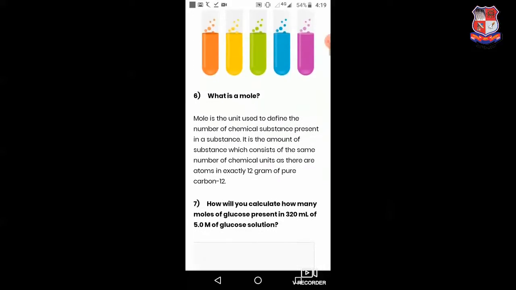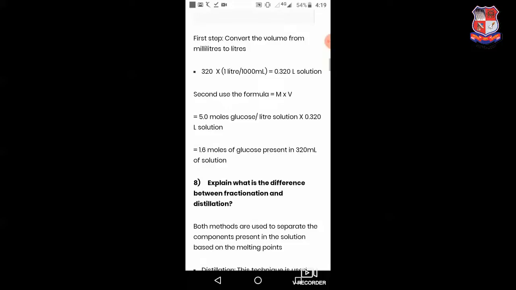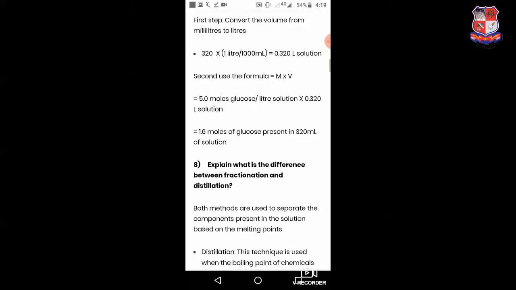What is a mole? Mole is the unit used to define the number of chemical units present in a substance. It is the amount of substance which consists of the same number of chemical units as there are atoms in 12 gram of pure carbon-12. So how do we calculate how many moles of glucose are present in 320 ml of 5 molar glucose solution? The answer: first step, convert the volume from milliliters to liters. Second, use the formula M into V. So this will be the answer for that.